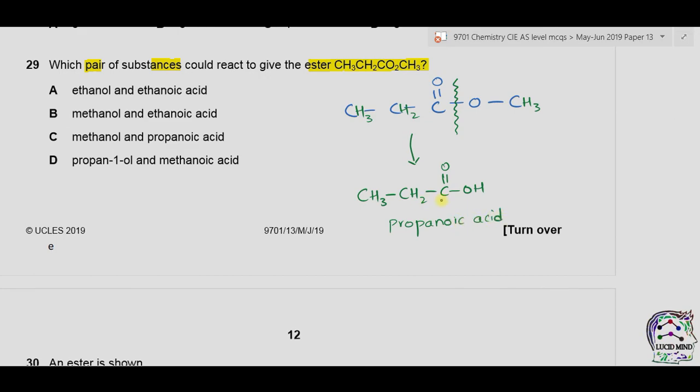As it contains 3 carbon atoms, and the second portion will come from alcohol. So it is a 1 carbon alcohol, CH3OH. So the name is methanol. Now the ester that is formed from these two is called methyl propanoate. The answer is therefore C. As we can see, methanol and propanoic acid are present.